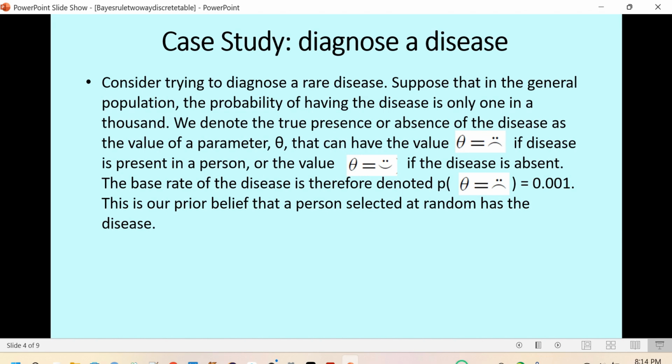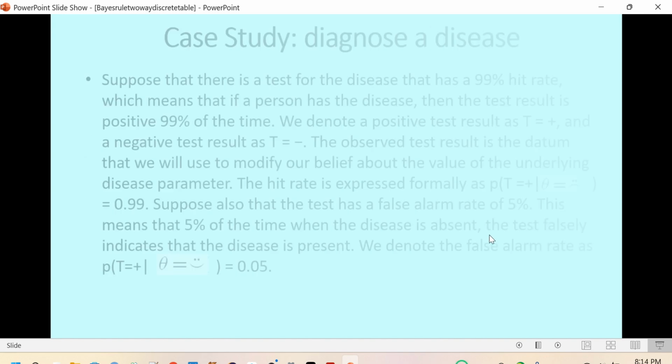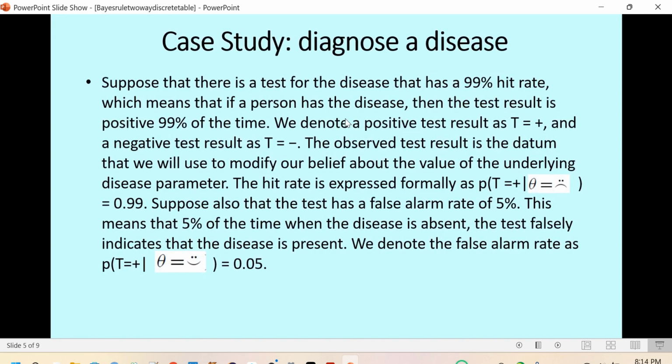Just like we have no other detailed information, but we select a person from the population, we know maybe he or she has cancer or skin cancer, with 0.001 probability, right? So this is the prior probability.